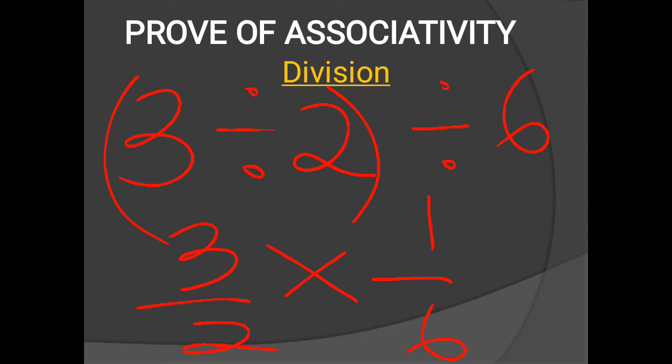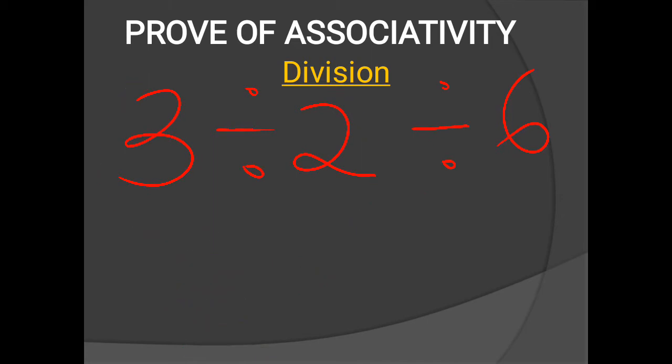3 can cancel 6, or we multiply straight away. So 3 times 1 is 3. Then 6 times 2 is 12. 3 divided by 12: 3 into itself is 1, 3 into 12 is 4. So we get 1 over 4.